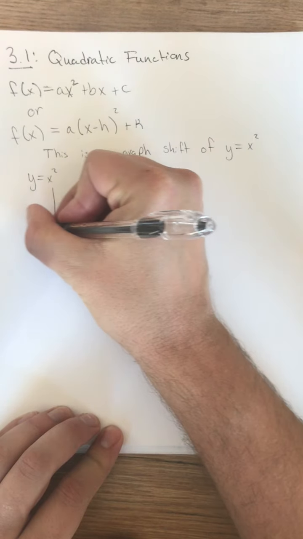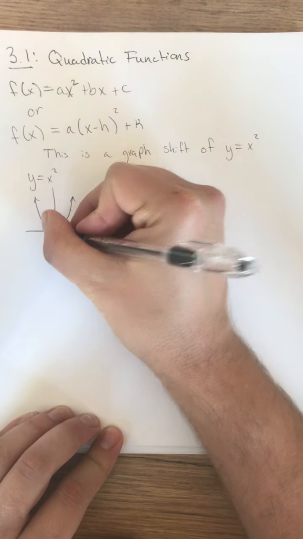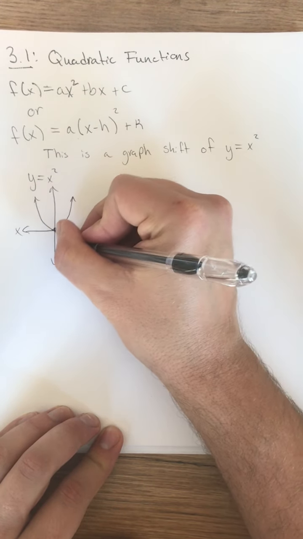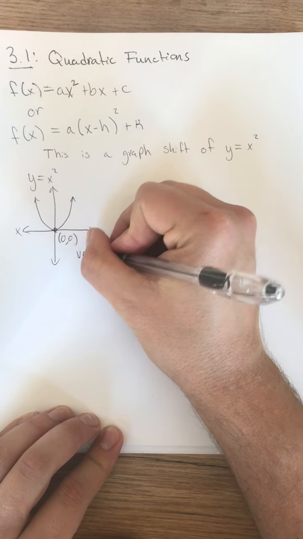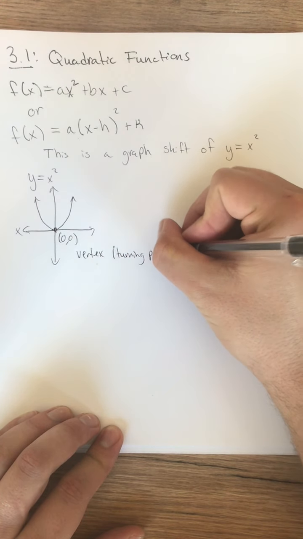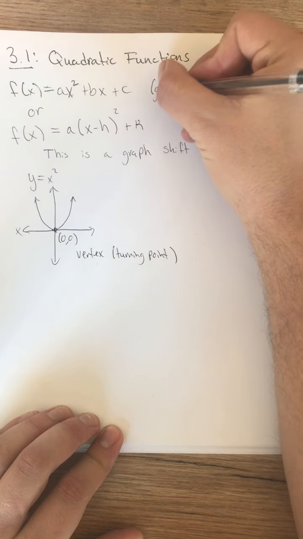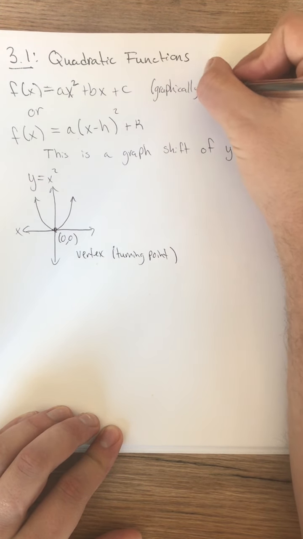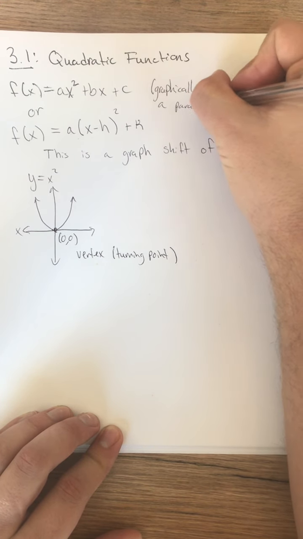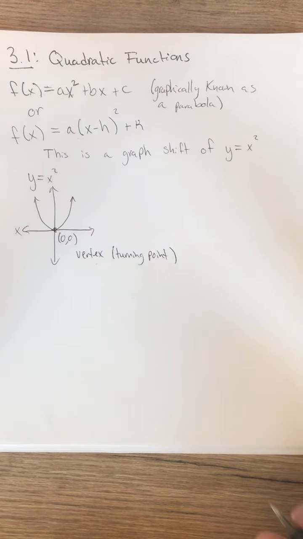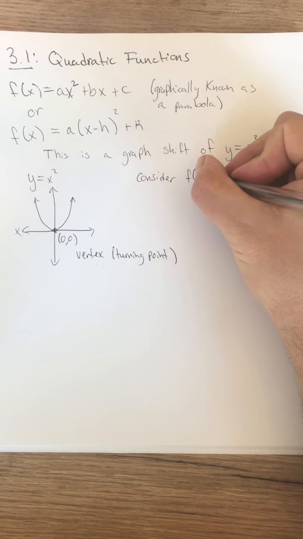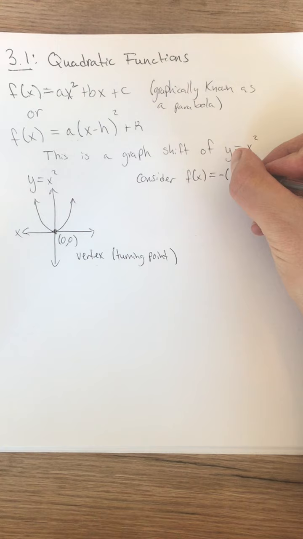So if we have y equals x squared, the turning point is called the vertex. The turning point of a parabola, and we're going to write that this is graphically known as a parabola. The shape on the graph. The vertex is the turning point.